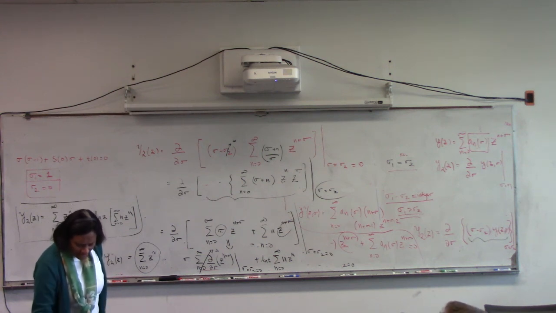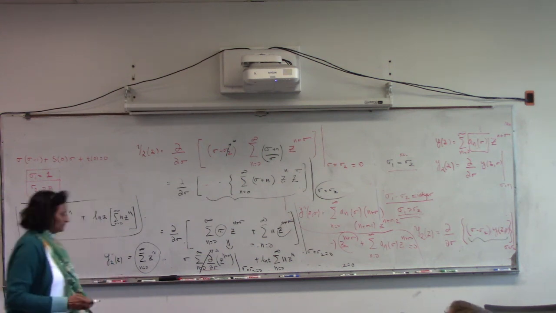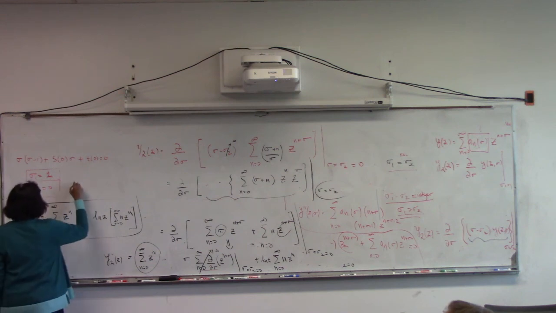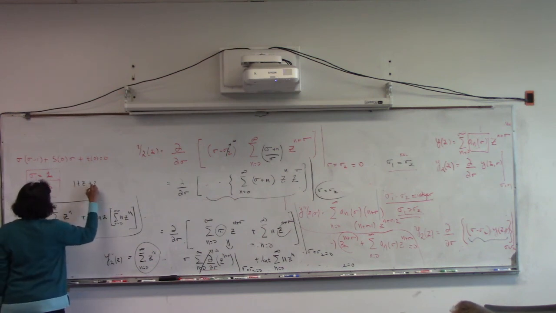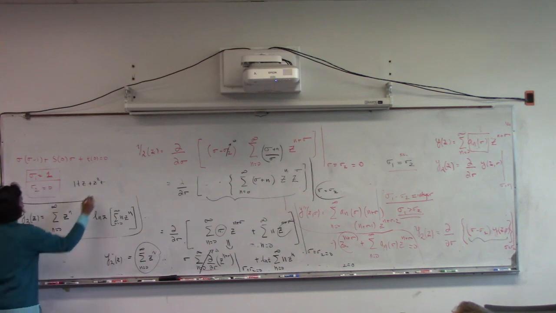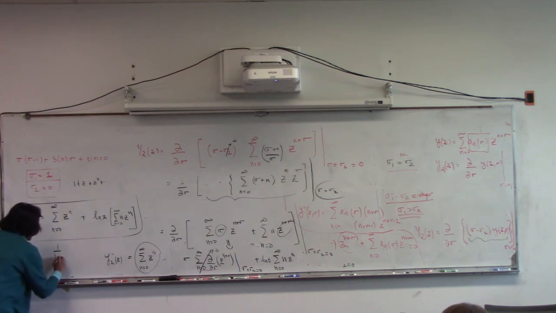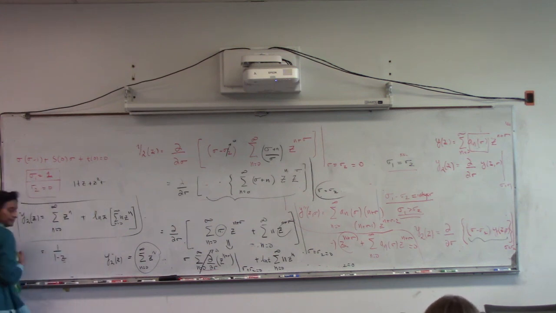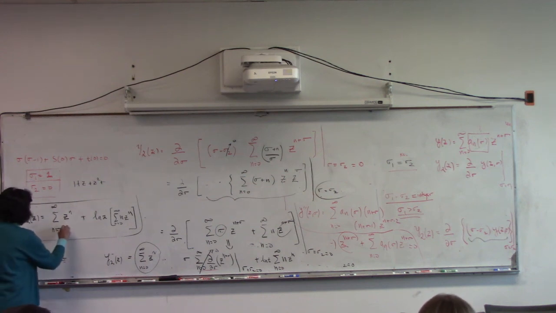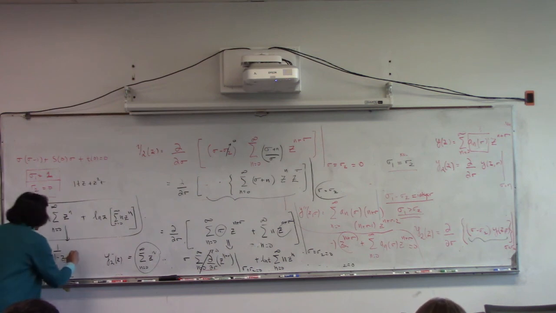I'm converting a series to a function. The sum of z to the power of n is 1 over 1 minus z, right? So this is the function form of that. What about the other one? Can I convert that? What is this?